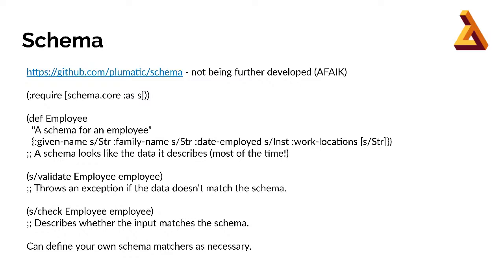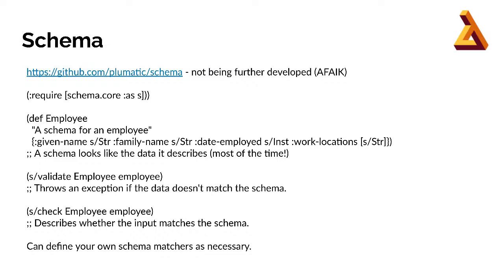So we require schema core, and we define a schema for an employee like this. So we have employee schema, has a given name, which is a str, meaning it must be a string. Family name must be a string as well. Date employed must be an instant. And work locations, you can see here the square brackets, must be essentially a sequence of strings. I quite like this approach in that it looks very like the data it's describing most of the time. There's obviously some edge cases, but in general, if you look at that schema, you think, it's for an employee. I can see all the keys. I can see what they map to. That's quite nice. Yeah, that's good.